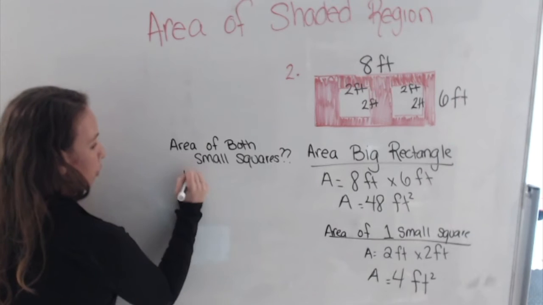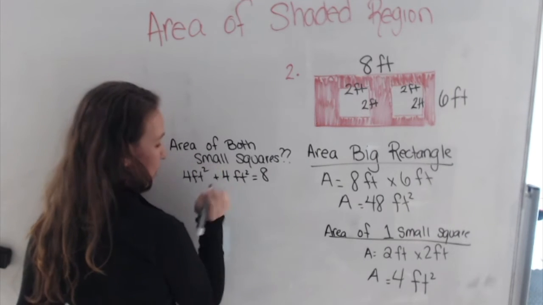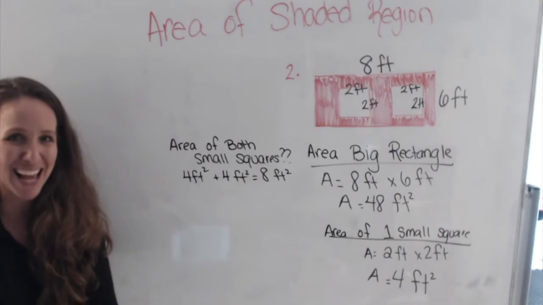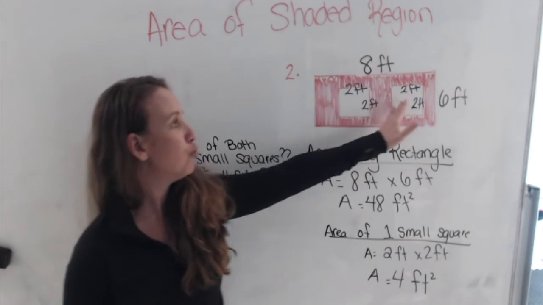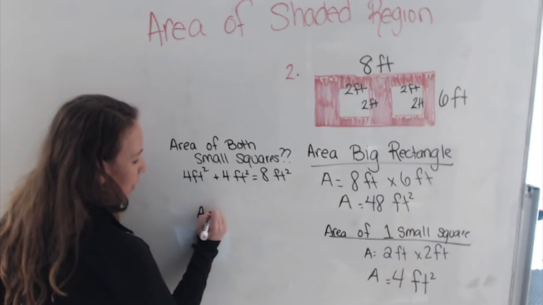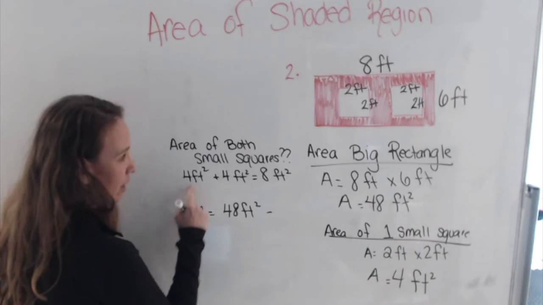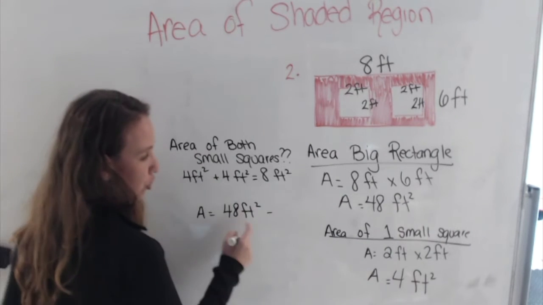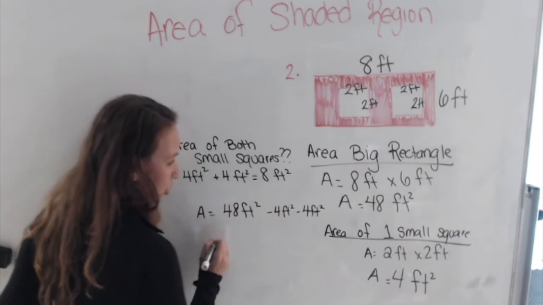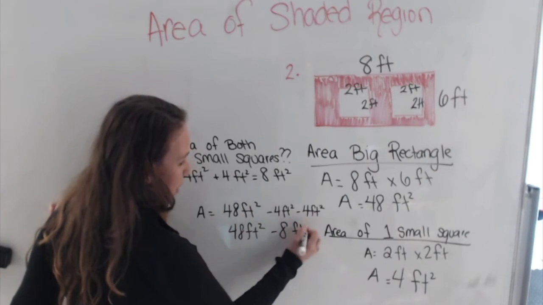So if one is 4 feet squared and the other is 4 feet squared, both small squares, together that is 8 feet squared. That is what we're taking out, because we have to take out two different squares. So we're going to take the area of the big square, which is 48 feet squared, and take out the area of both small squares. You can either take out 4 feet squared and then the other 4 feet squared, or you can write it as 48 feet squared minus the 8 feet squared, both of them together.